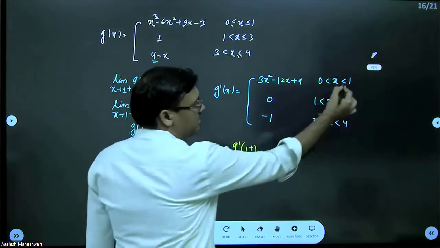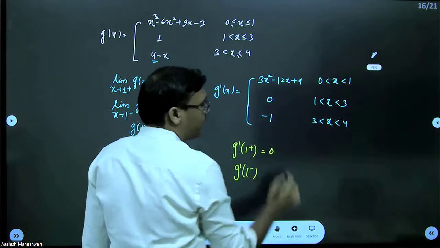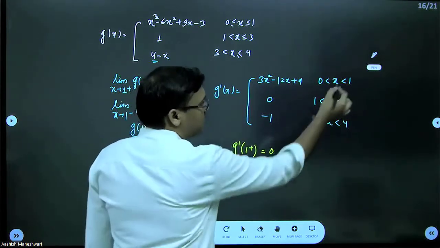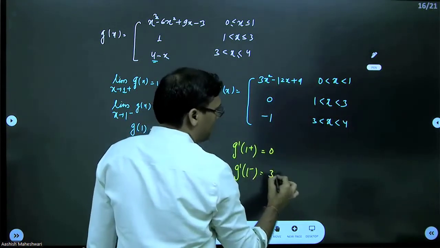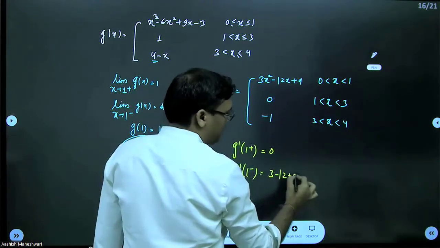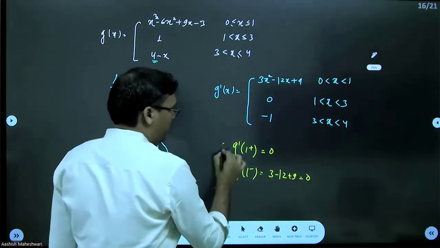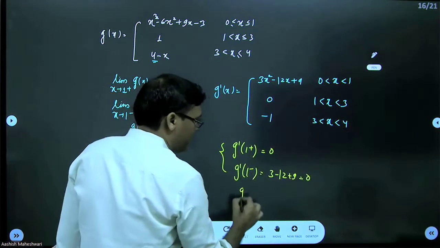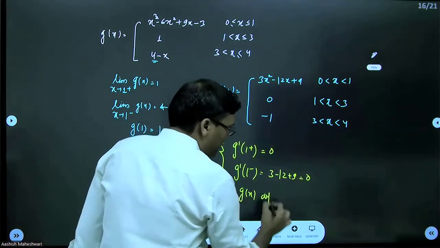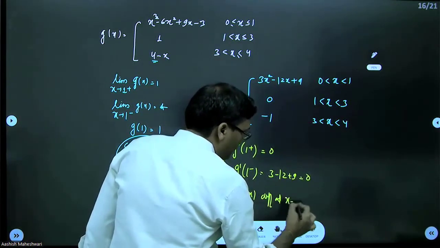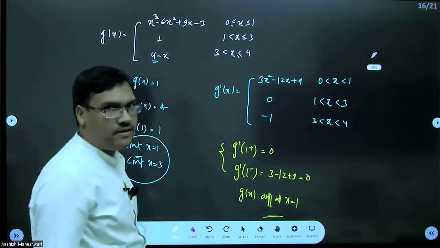So what is g dash 1 plus? 1 plus will be equal to 0. What is g dash 1 minus? 1 minus, you will put the value here. This is 3 minus 12 plus 9, which is equal to 0. That means the function g(x) is differentiable at x equal to 1. This is one point, differentiable.